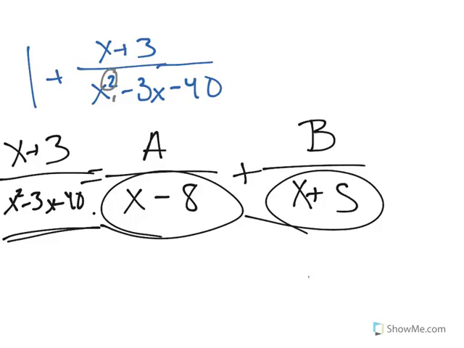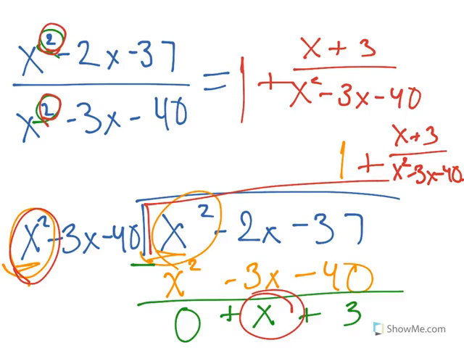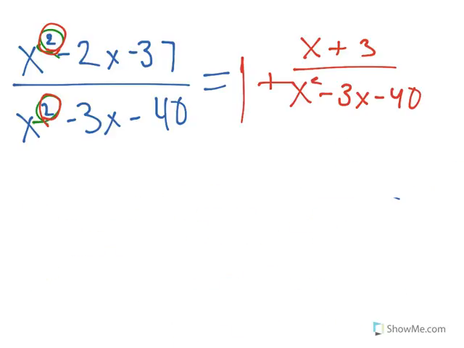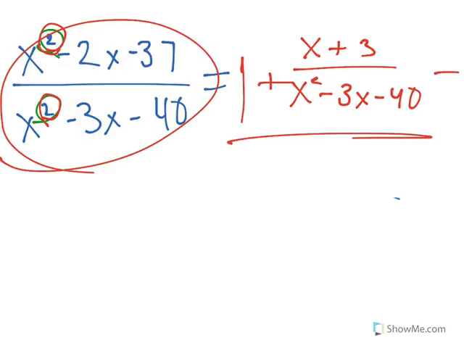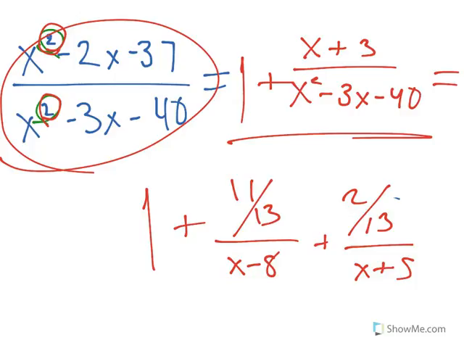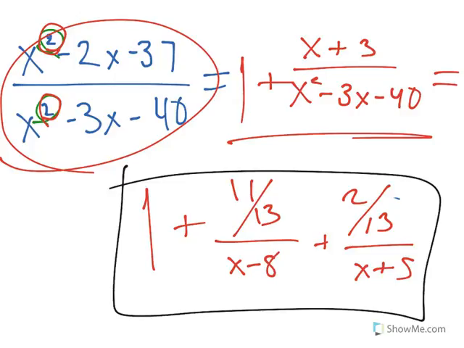Now we just need to go back to our original equation and say that this is equal to this, which is equal in turn to 1 plus 11 over 13 over x minus 8 plus 2 over 13 over x plus 5, which is what we got before. So this is the partial fraction expansion of our original equation.